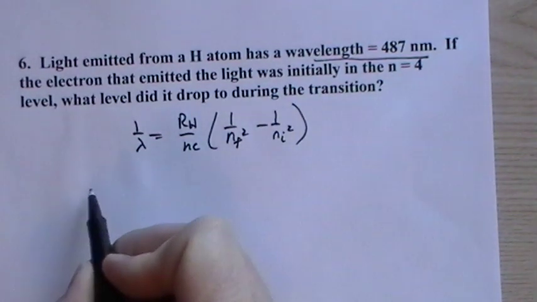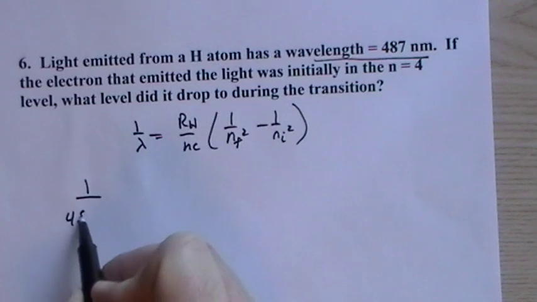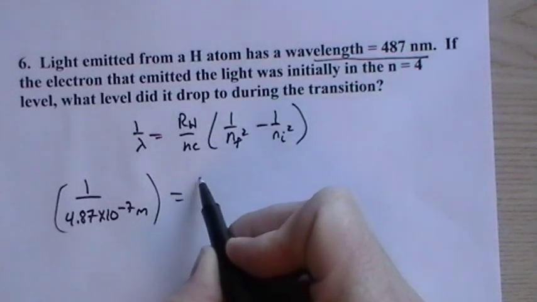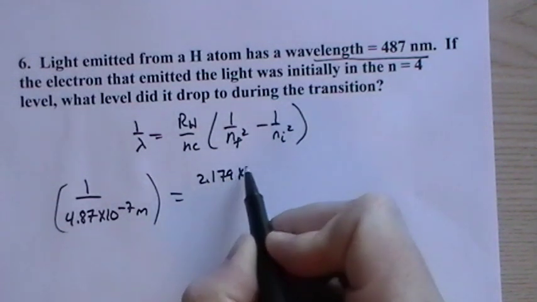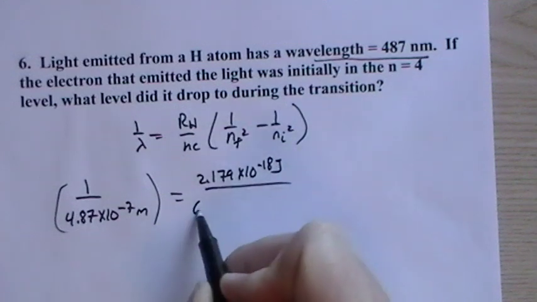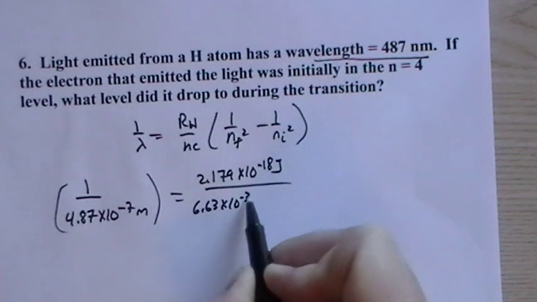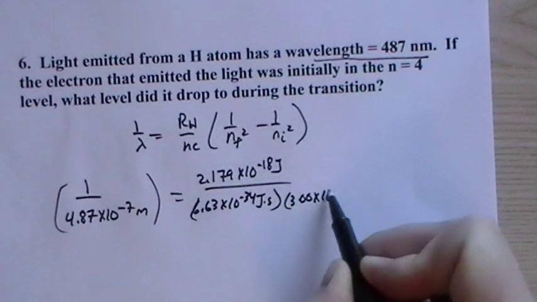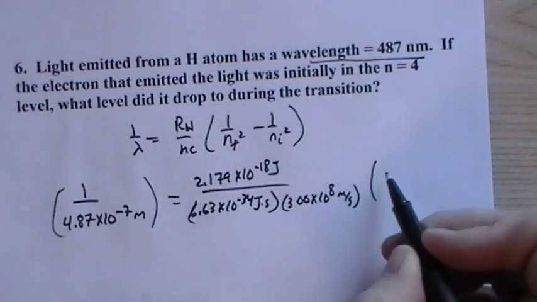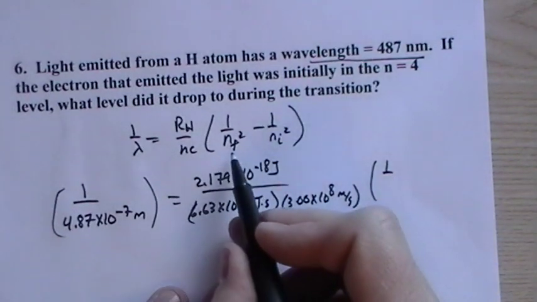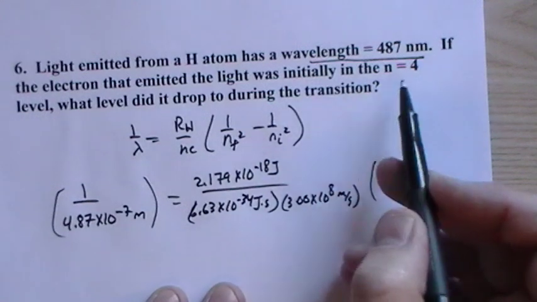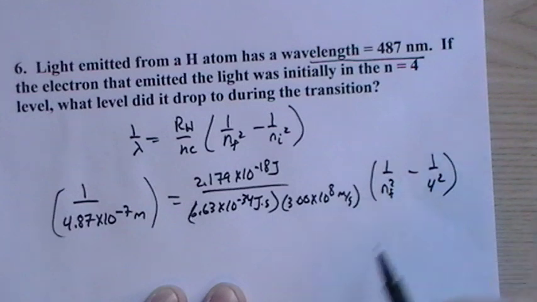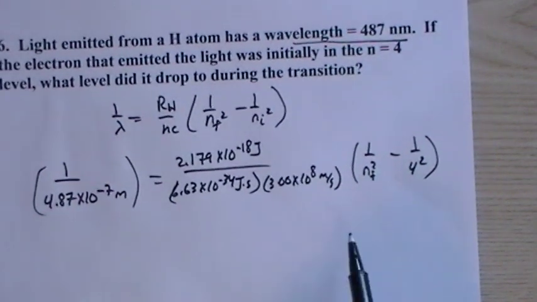So a little trickier. So this is going to be 1 over 4.87 times 10 to the minus 7 meters. That will be on this side. Then we have 2.179 times 10 to the minus 18 joules over 6.63 times 10 to the minus 34 joules seconds. Then 3.00 times 10 to the 8th meters per second. And then 1 over the final. If it was initially in n is equal to 4, we know that. What we don't know is the final energy level.